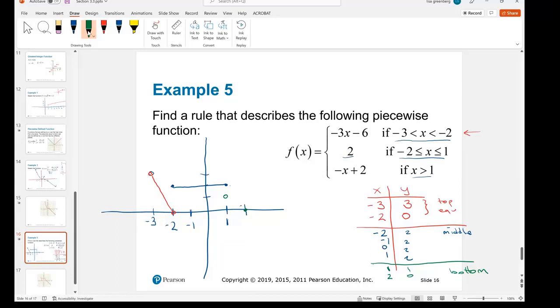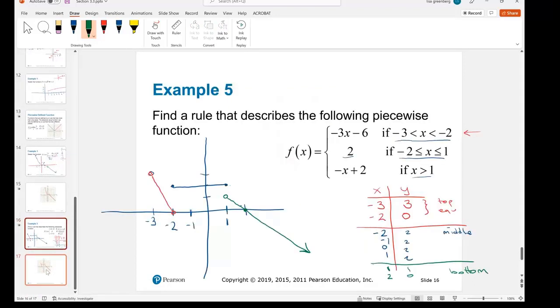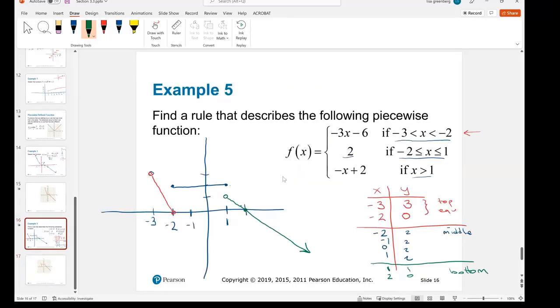And it's going on forever, right? It's not telling me an endpoint. So I'm just going to connect these 2 lines, and this is going to go on forever. And that's how we graph a piecewise function. I think the next slide has a prettier graph, which looks like our graph, right? So this is exactly how you plot piecewise functions.